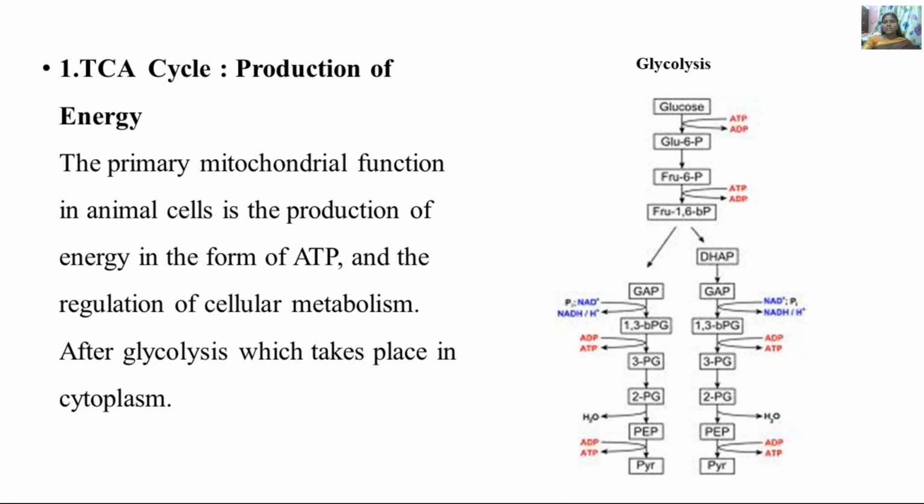I have listed the functions of mitochondria. The first function is the TCA cycle, the production of energy. After glycolysis, the primary mitochondrial function in animal cells is production of energy in the form of ATP and the regulation of cellular metabolism. Glycolysis takes place in the cytoplasm, and the TCA cycle takes place inside the mitochondria. So this is the pathway I showed you, glycolysis, where glucose is degraded into 2 molecules of pyruvate.